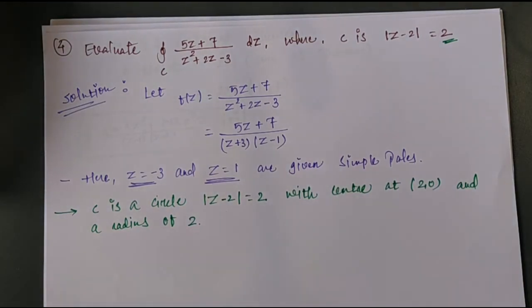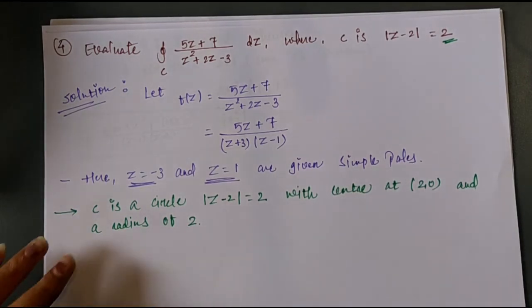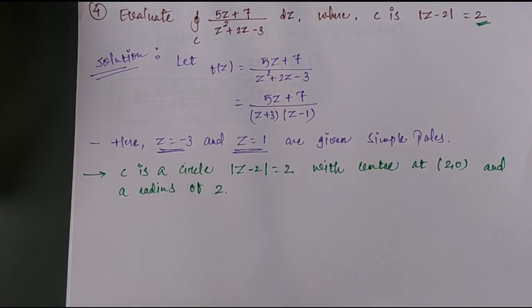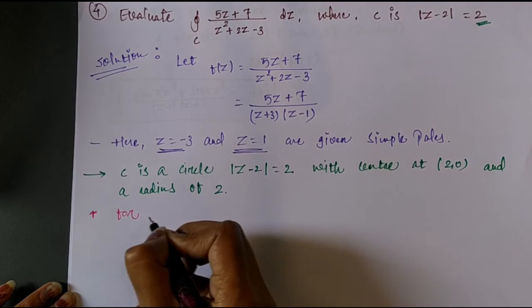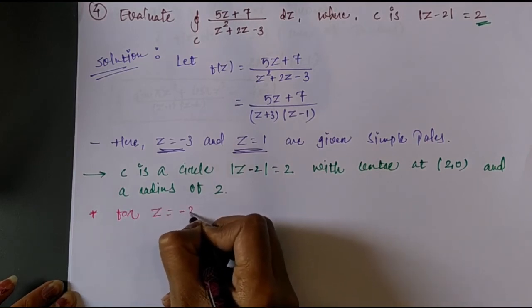as you are getting 2 points here, for both the points you have to do the procedure one by one, and for both points you have to check whether it is coming inside or outside. So first of all I am doing it for the point z equals minus 3.